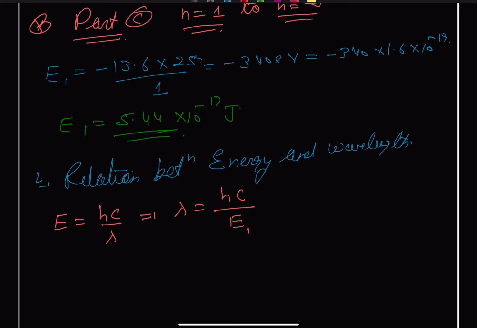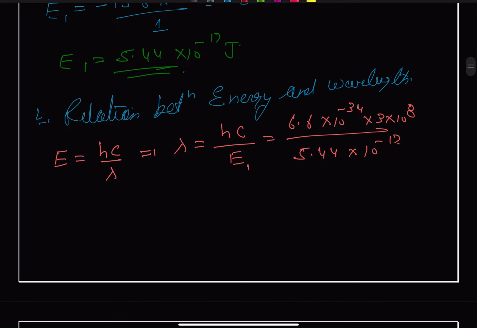So let me write E1, which gives us 6.6 into 10 to the power minus 34. Speed of light is 3 into 10 to the power 8, and E1 we found out is 5.44 into 10 to the power minus 17. So we get our lambda is approximately equal to 3.64 nanometers.